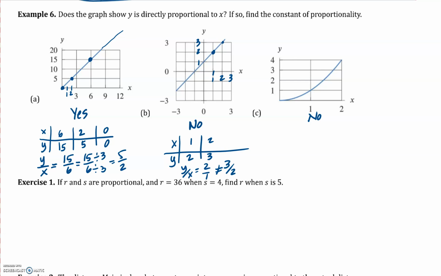Even though 0, 0 does not make sense, is undetermined, you can see 0 was 1 here. It did not go through the origin. There's that point there.